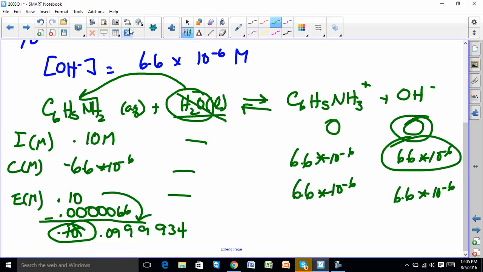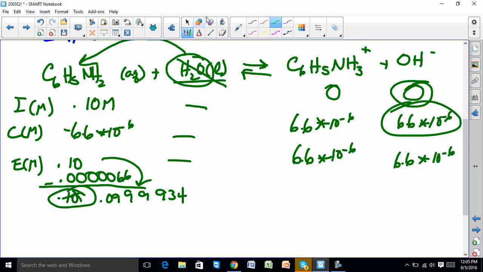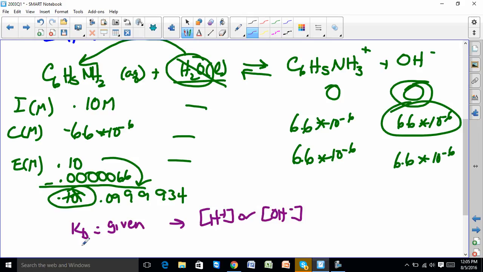Well, now I'm going to extend this page. And again, let me say that again because I'm saying this really fast. When you're doing an ice chart, this is what I found with ice charts. Either you know Kb is the given, and you're looking for H plus if it's an acid or OH minus if it's a base, or you know H plus or OH minus is given, if it's acid or base, and we're looking for Kb. And so this is one where we know the concentration. And so these aren't X's.